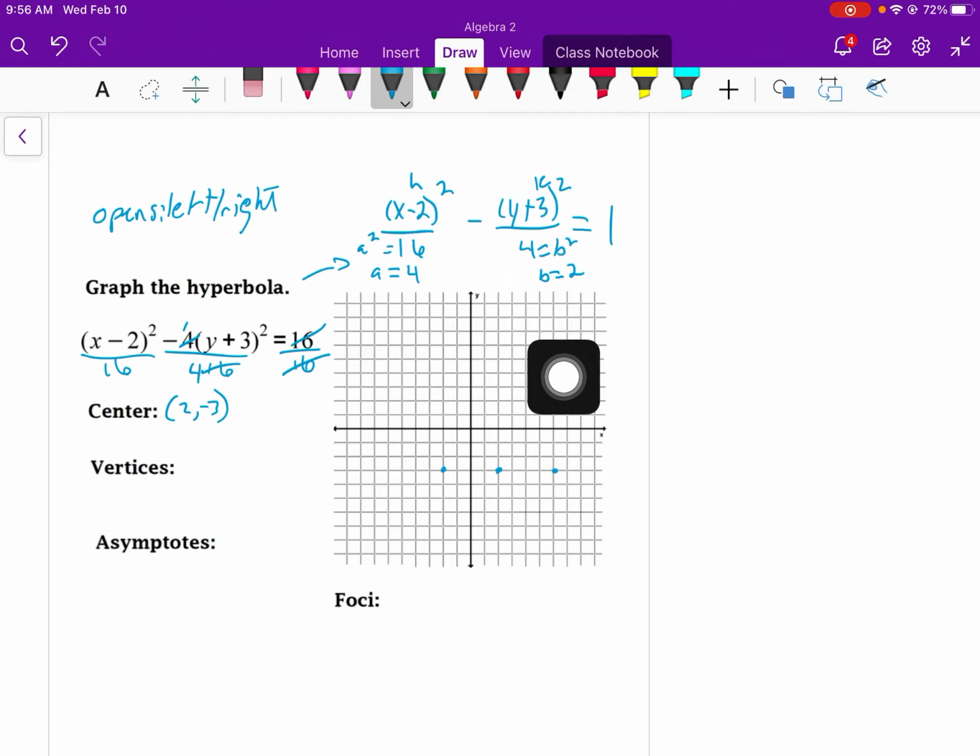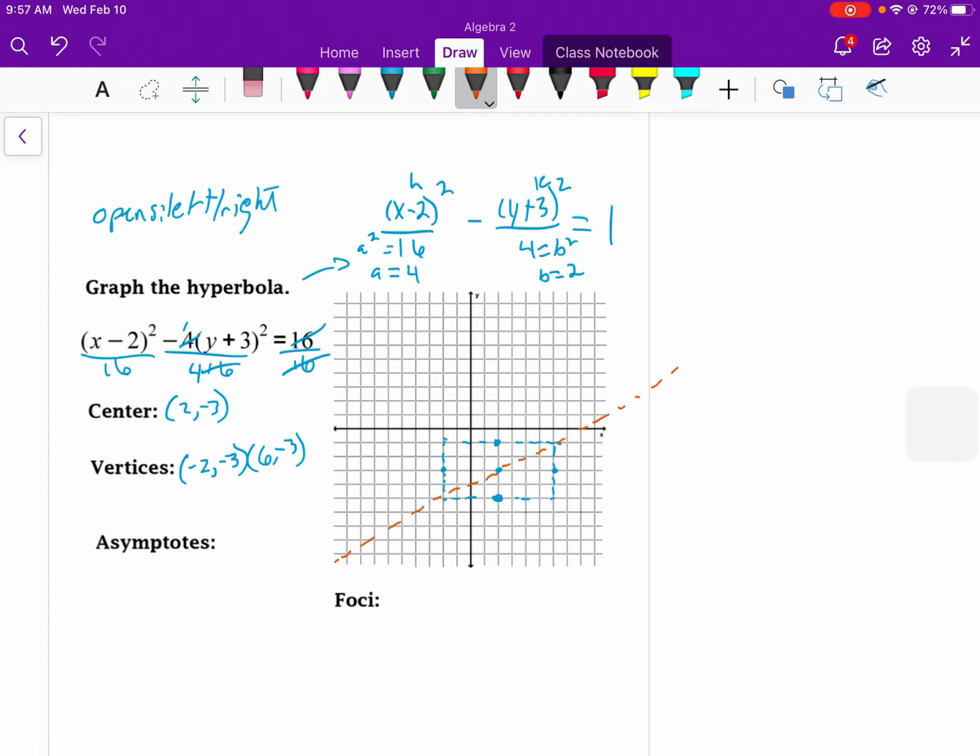B squared, so b is 2. Those aren't actual co-vertices, but this will help us draw the box, knowing how tall it will be. But first, let's find the vertices. It looks like negative 2, negative 3. And then if we add 4, it'll be 6, negative 3. We can then plot these points plus or minus 2. And now we can draw that box to see where those asymptotes will go through.